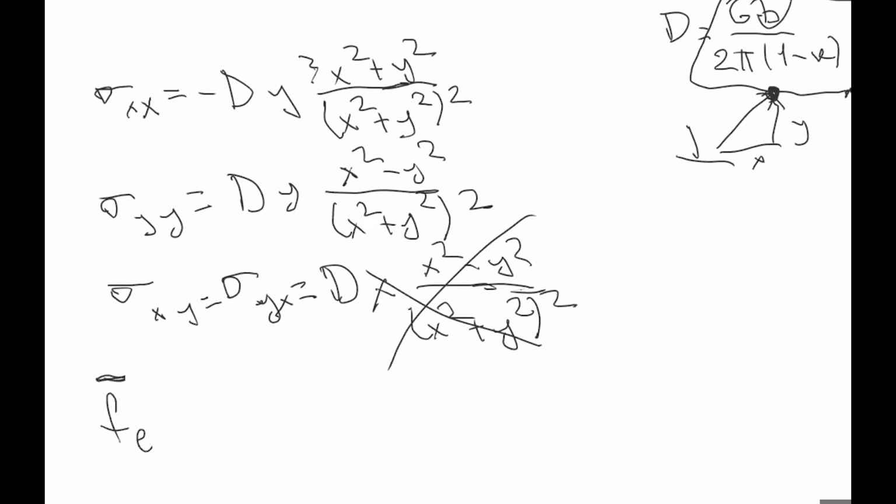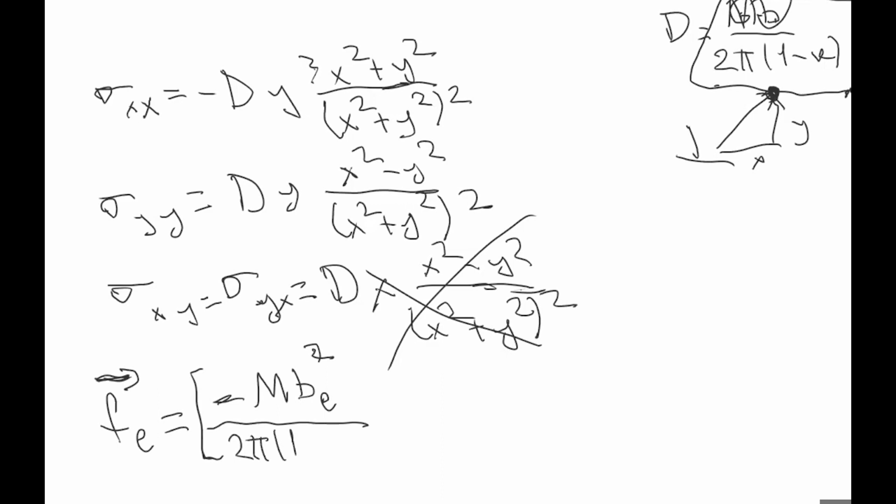So FH, this is for attraction, will be minus G or mu, whatever you call it. I prefer to call it mu. G B times another B makes it B squared divided by 2 pi, 1 minus Poisson's ratio times the separation distance, and the other terms are basically 0. So this is attraction.